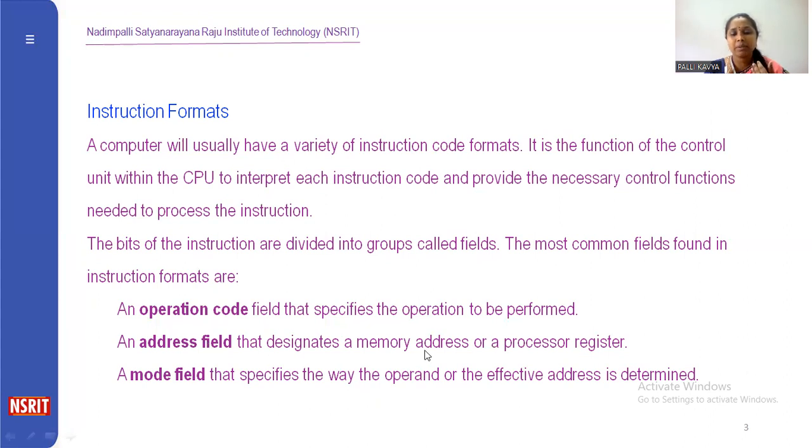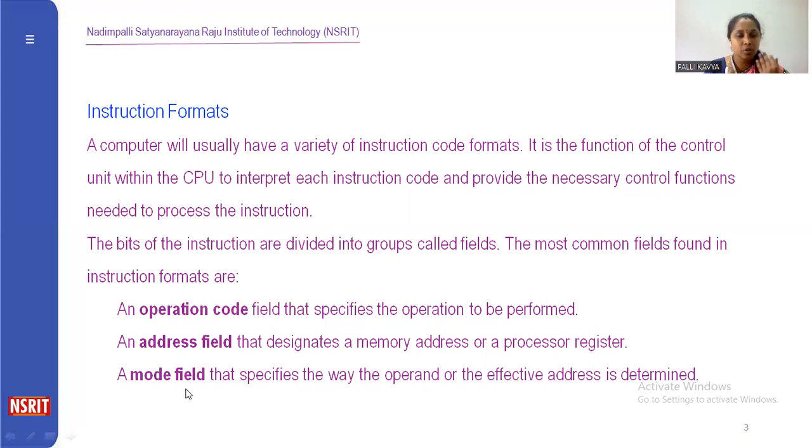That designates a memory address or a processor register. So this address field stores the particular data address, which may be either a memory address or a processor register. And the next one is the mode field, which specifies the way the operand or the effective address is determined, how the particular operand is retrieved. This is what is stored in the mode field.